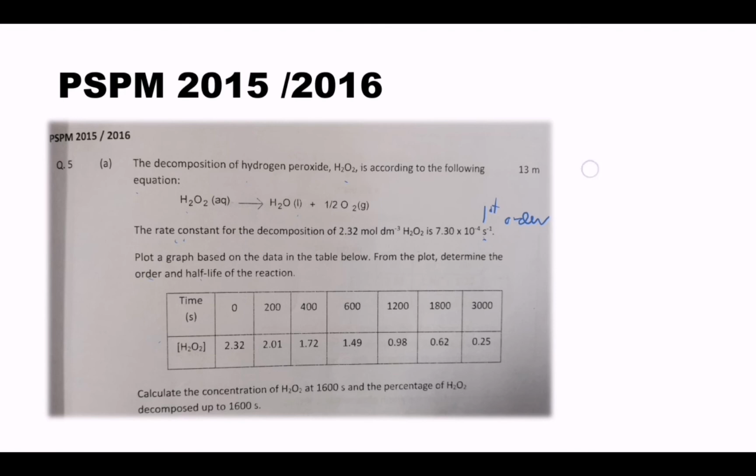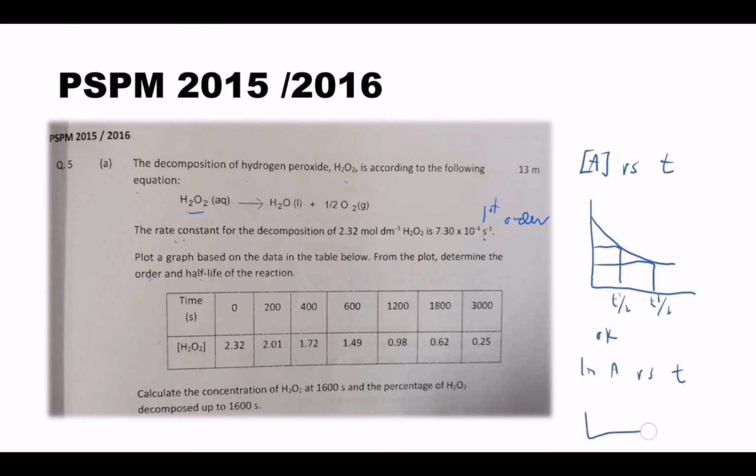Sama ada awak nak plot A versus t dan awak akan dapat curve. Okay, so daripada plot determine the order and half-life of reaction. Okay, so kalau kita guna concentration versus time, kita akan buktikan melalui half-life lah. You should prove that half-life yang pertama sama dengan half-life yang kedua. Okay, kena sama. Barulah kita dapat buktikan itu adalah first order reaction. Ataupun awak boleh plot ln A versus time. Okay, A dalam soalan ni H2O2 lah ya.